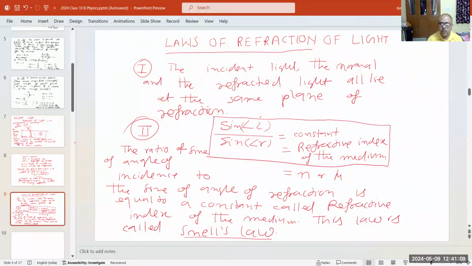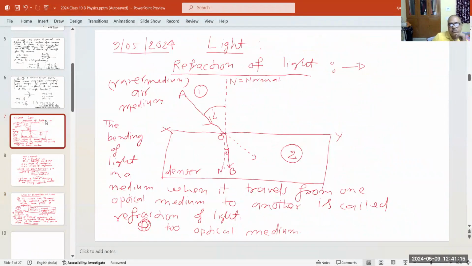So for refraction, we have just started how the ray of light is traveling through two different media. XY is the interface.